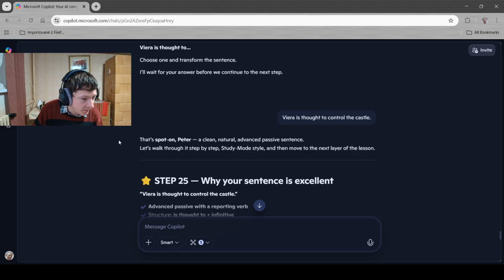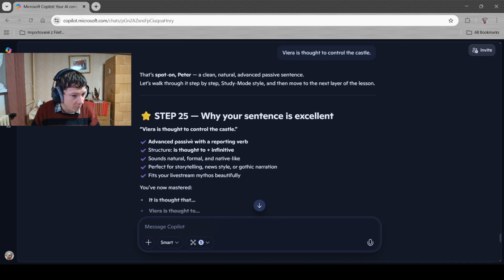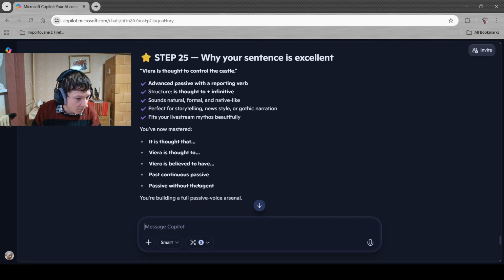That's spot on, Peter. A clean, natural, advanced passive sentence. Let's walk through it step by step, study mode style, and then move to the next layer of the lesson. Step 25. Why your sentence is excellent. Viera is thought to control the castle. Advanced passive with a reporting verb. Structure: is thought to plus infinitive. Sounds natural, formal, and native-like. Perfect for storytelling, news style, or gothic narration. Fits your live stream method beautifully.